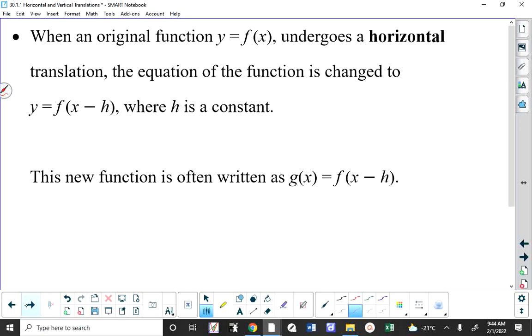And we often write that as g of x equals f of x minus h. So we're going from f of x to g of x. And how are we doing that? We're changing the x to x minus a number. And what's the result? The result is a horizontal translation.